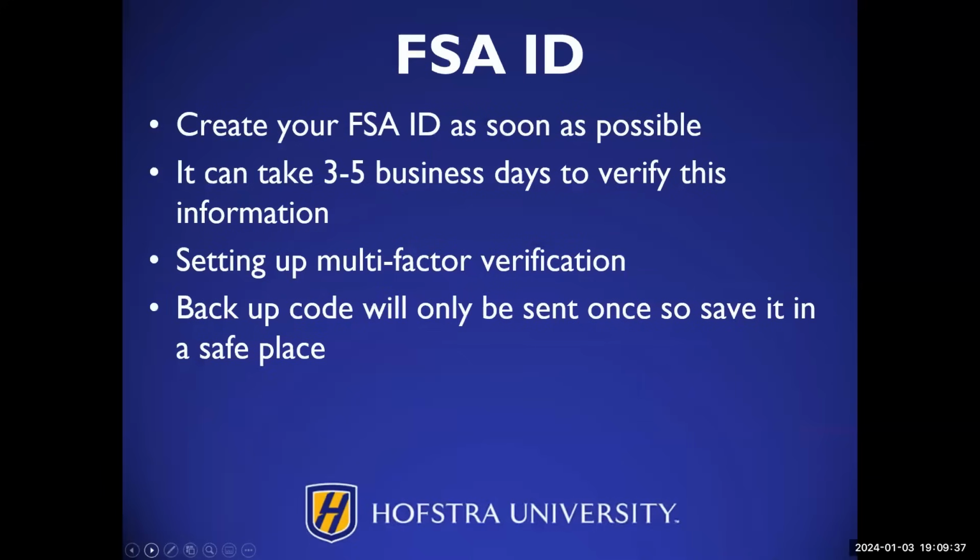So as I mentioned, the FSA ID is the first step to completing the application. We recommend that if you haven't done so, that you create the FSA ID as soon as possible, as it can take 3 to 5 business days to verify this information. And again, the student would need one as well as the parent. If you as the parent already have another child in college, you do not need to create separate FSA IDs for yourself. You can use the same one that you've used, but each student needs their own individual FSA ID.